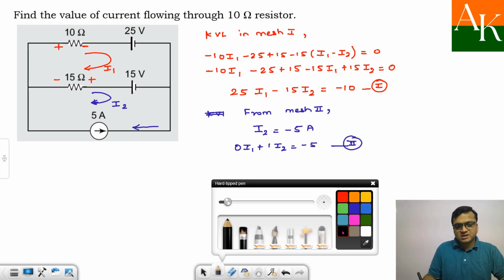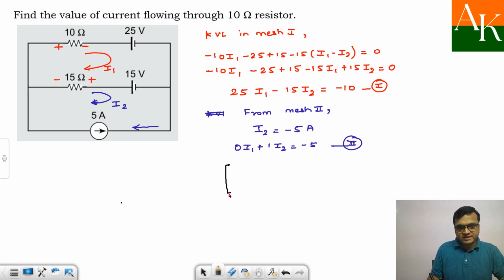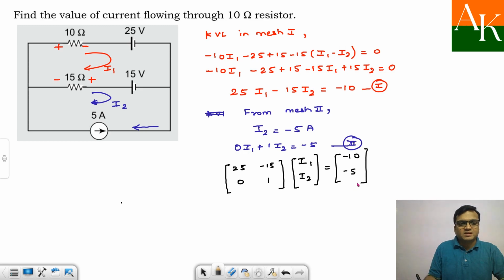So there are two equations and two unknowns. Just I will write down in matrix format. From equation number 1, I will have 25, minus 15, I1, I2, and right hand side is minus 10. Here I will have 0, 1 and minus 5. Okay. Again, this circuit contains current source, so this matrix won't be a symmetric matrix. And once you solve, you will get I1 is equal to minus 3.4 ampere. You can check this thing, and I2 turns out to be minus 5 ampere.